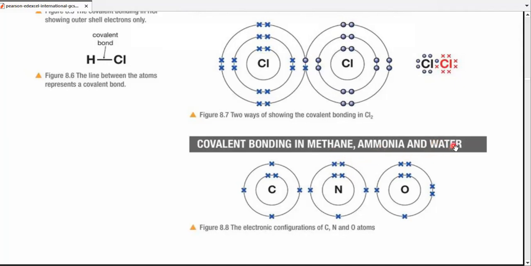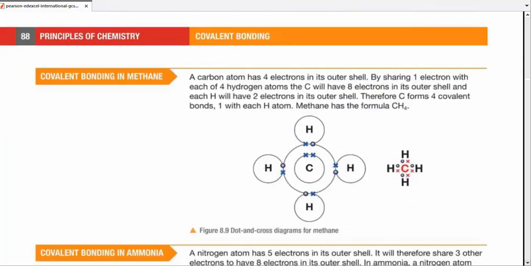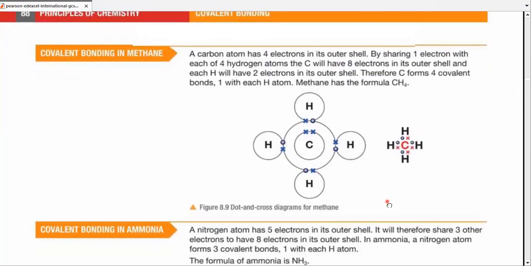Now, methane, ammonia, and water all consist of hydrogen, but apart from hydrogen, methane will have carbon, ammonia will have nitrogen, and water is going to have oxygen. So their electronic configurations are shown first. Let's move on. So first of all, methane.